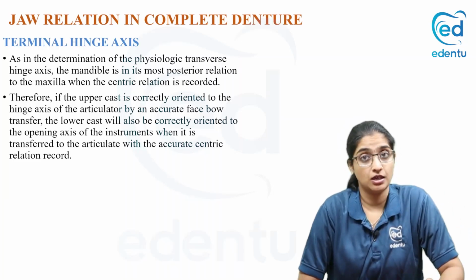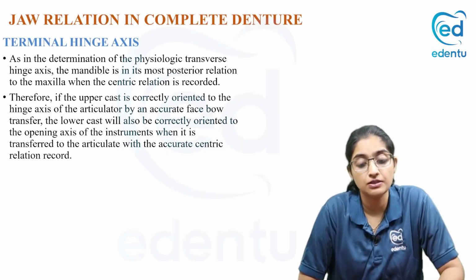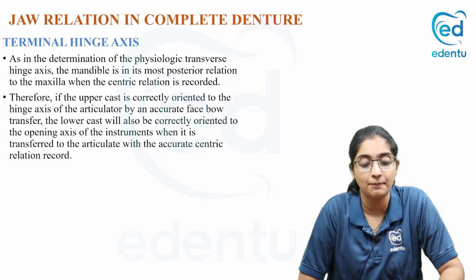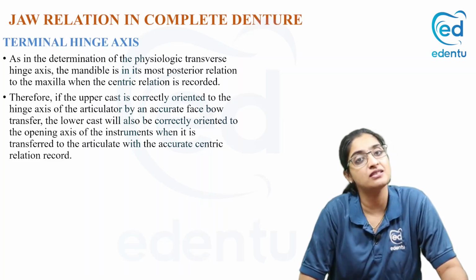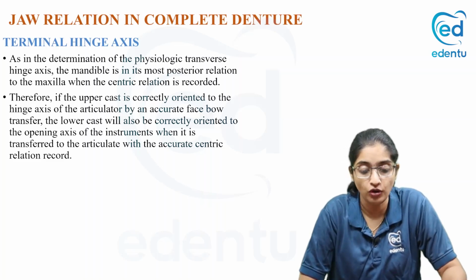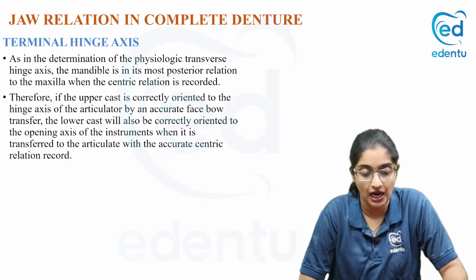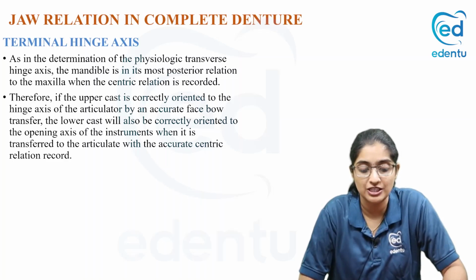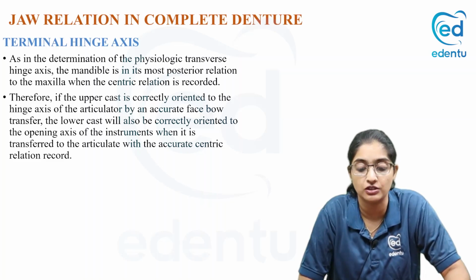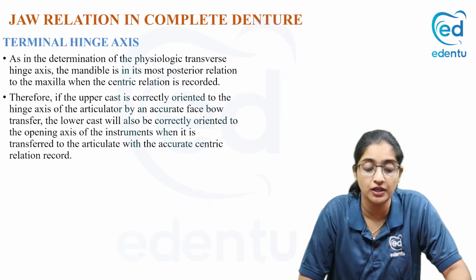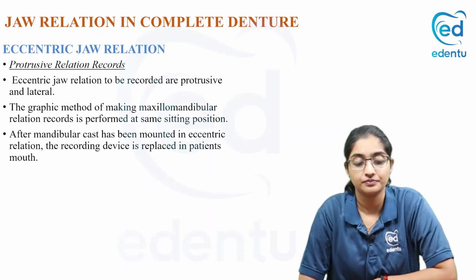A word about the terminal hinge axis. As in the determination of this physiological transverse hinge axis, the mandible is in its most posterior relation to the maxilla when the centric relation is recorded. Therefore, if the upper cast is correctly oriented to the hinge axis of the articulator by an accurate face bow transfer, the lower cast will also be correctly oriented to the opening axis of the instrument when it is transferred to articulate with the accurate centric relation record.